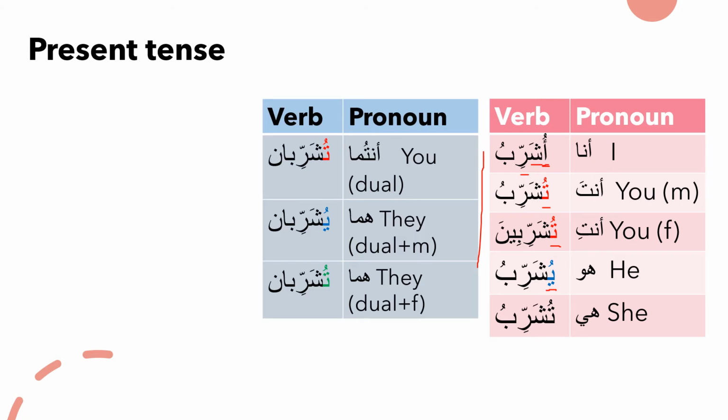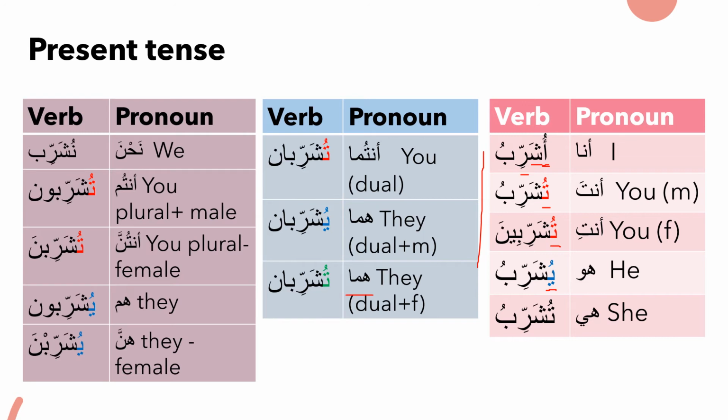Again, here we can see these are our dual forms, so saying you two, they two masculine, and they two, those two feminine. And then here we can see all of our more plural forms, again following the same pattern of dhamma, fatha, and then kasra, with the shadda in the middle. Yeah, so nice and straightforward. They all follow this pattern. There's no need to remember, like in form 1, what vowel sound our middle letter takes, because it's all the same for form 2.